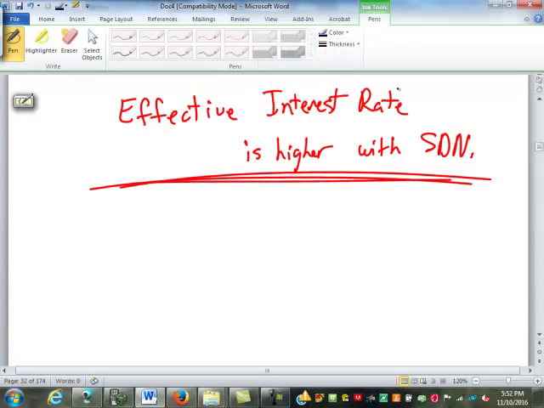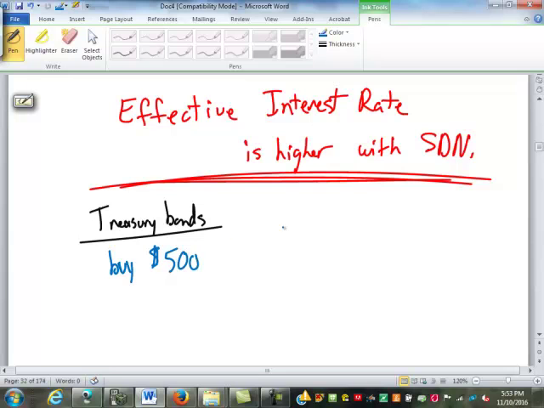Now, as we pointed out last week, one of the biggest applications of discount notes from your side as an investor is something called Treasury Bonds. Let's say you're going to buy a $500 Treasury bond at 4% interest for 10 years.